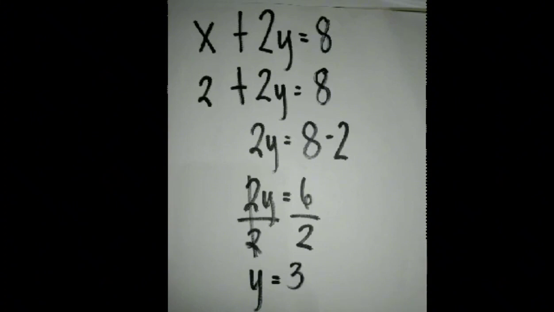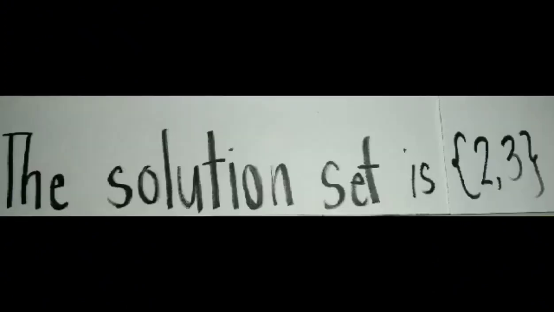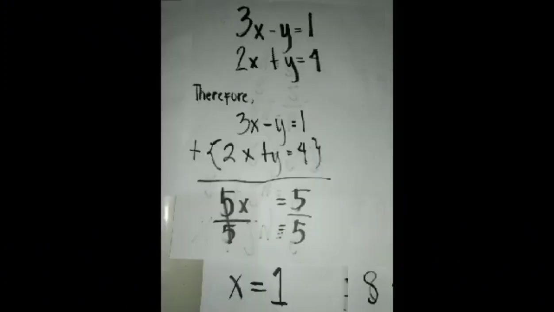Therefore, we also need to find the value of y. So we also have the division property of equality again. So we need to put 2y over 2 and also on the other side, 6 over 2. Therefore, y is equal to 3. So the solution set is 2 and 3. And now, let's proceed to another example.